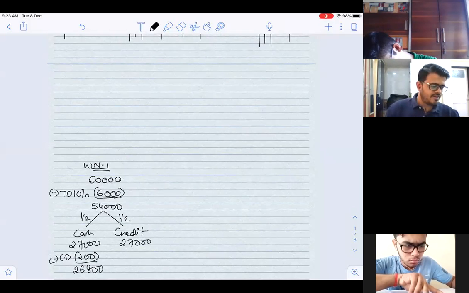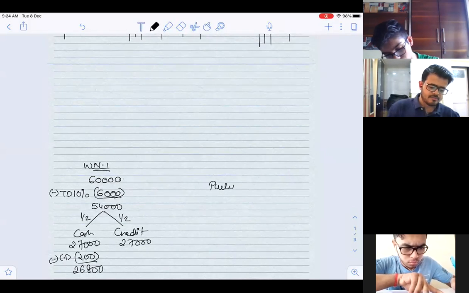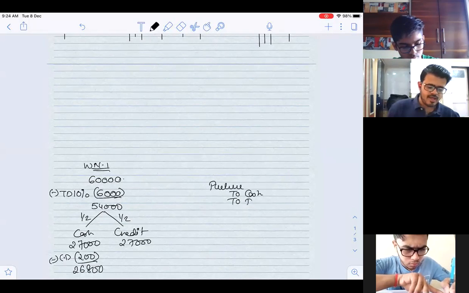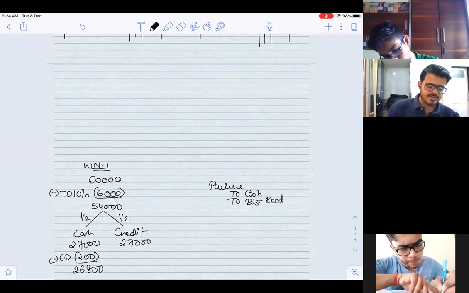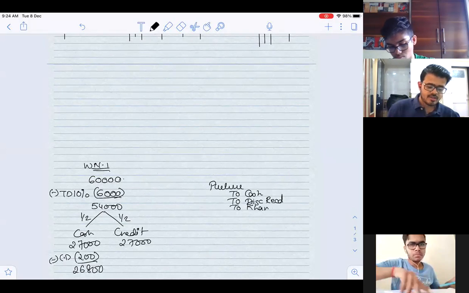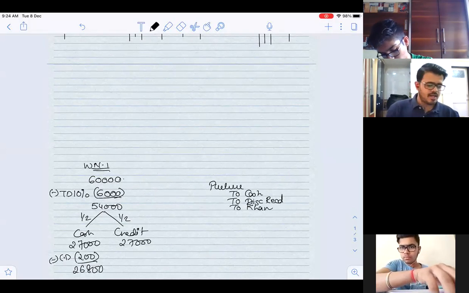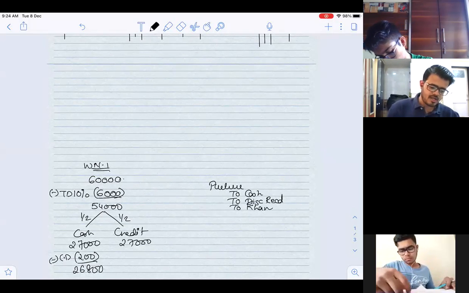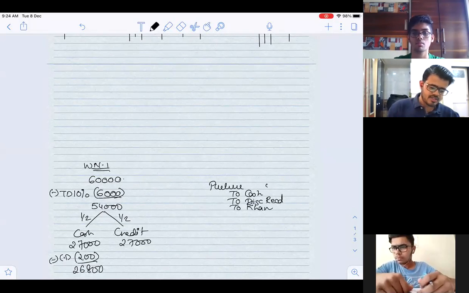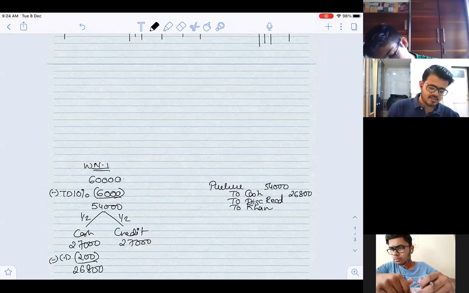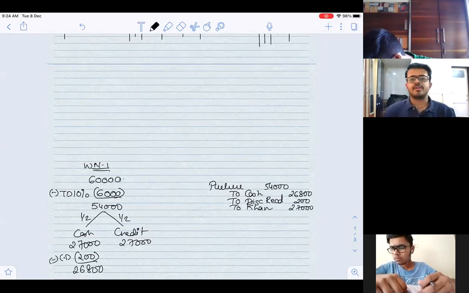So what should be your entry for this? You have bought partly on cash, partly on credit. So I think your entry should be purchase, partly on purchase book. So purchase to cash, to discount received, to Khan. बराबर है? Purchase इसमें जाना चाहिए 54,000. Cash 26,800. Discount 200. And Khan it is 27,000. Okay.